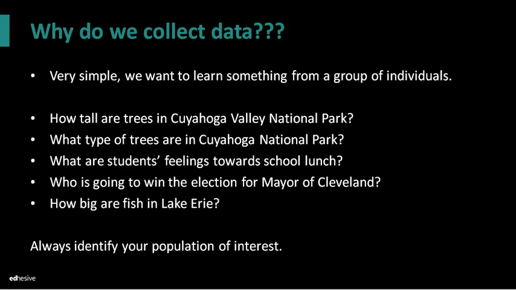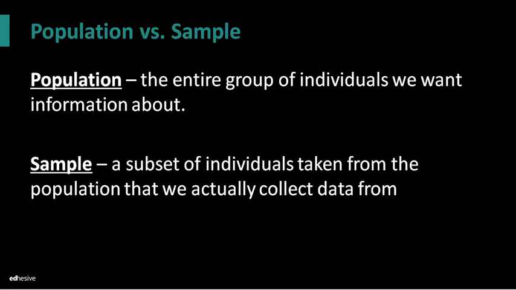So it's always important in any question to identify the population of interest. Who is your population of interest? All trees in Cuyahoga Valley National Park, all students at a certain high school, all residents of Cleveland, all fish in Lake Erie. Know your population. Now, when we talk about a population, we obviously need to also talk about a sample. A population is the entire group of individuals we want to learn information about. So all the trees in the forest, all the residents of Cleveland, the population is the entire group of individuals, whereas a sample is a subset of individuals taken from the population that we actually collect data from.